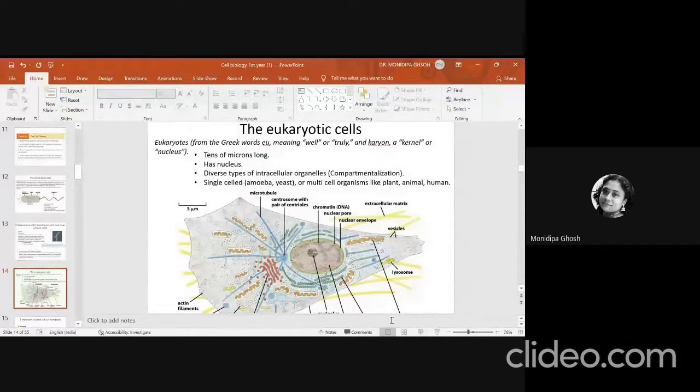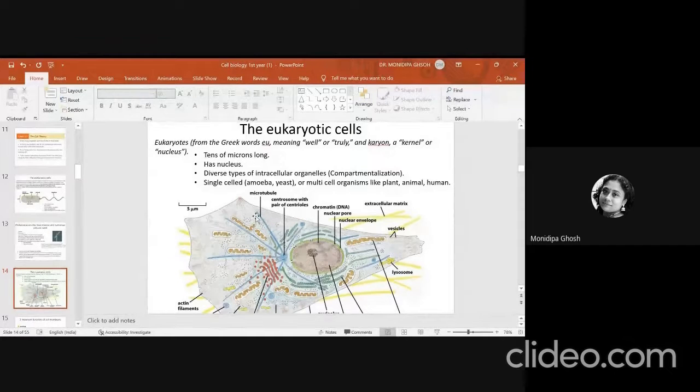The eukaryotic cells have different types of organelles. So, eukaryote: the word comes from the Greek word eu, meaning well or truly, and karyon meaning the nucleus. So a well organized nucleus is the characteristic feature of the eukaryotic cell.